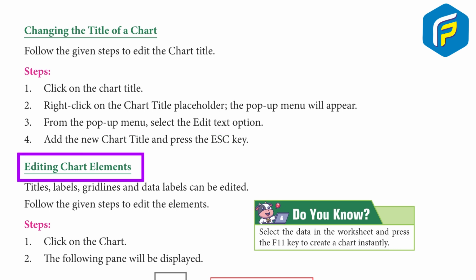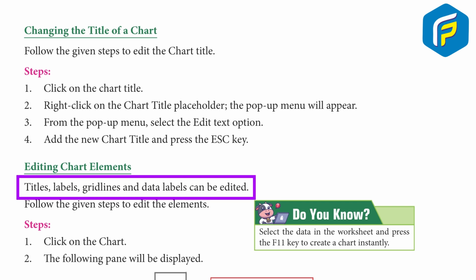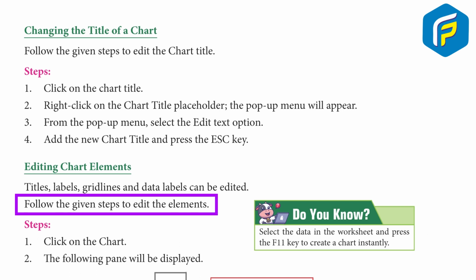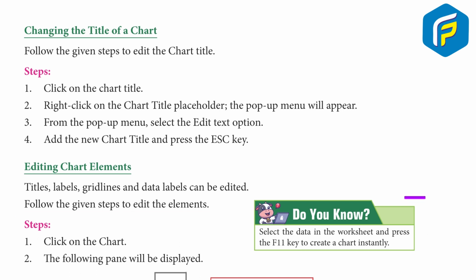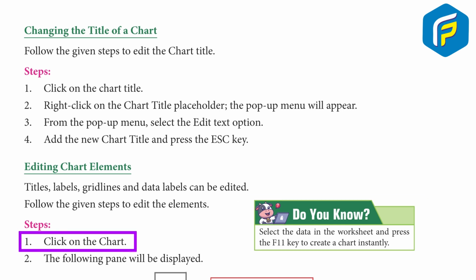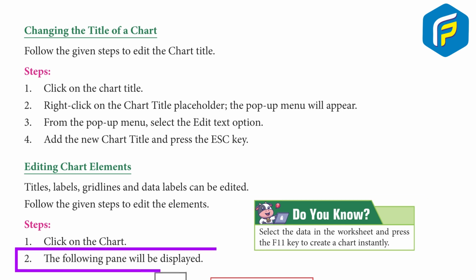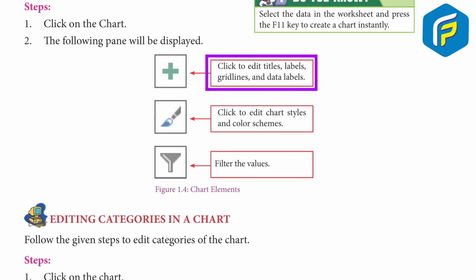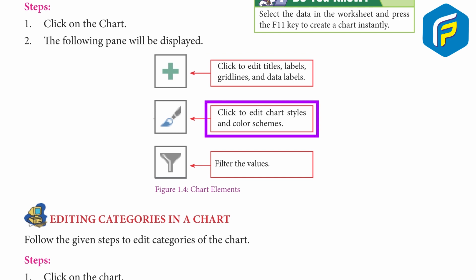Editing chart elements. Titles, labels, grid lines and data labels can be edited. Follow the given steps to edit the elements. Do you know? Select the data in the worksheet and press the F11 key to create a chart instantly. Steps. 1. Click on the chart. 2. The following pane will be displayed. Click to edit titles, labels, grid lines and data labels. Click to edit chart styles and color schemes.